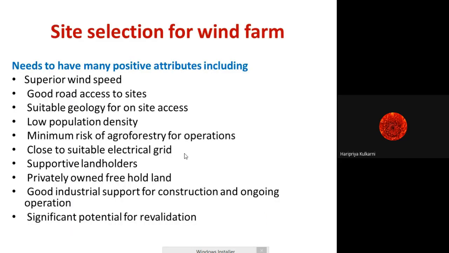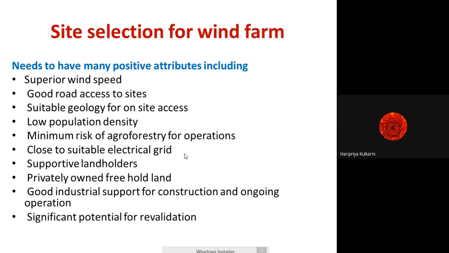Now, site selection for a wind farm, we have already covered a bit about it. Superior wind speed: for a horizontal axis wind turbine, a minimum of 3 to 5 meters per second is required for starting a turbine. For a vertical axis, it starts from 1.5 to 2 meters per second. Then good road access to the site so that we can erect. While erecting the wind farm, we need to transport various parts, and we have to erect the towers, which are structurally strong. So good road access to the site is important.